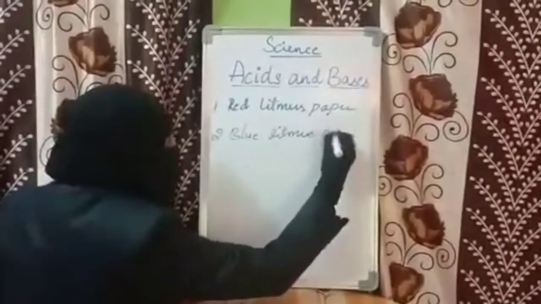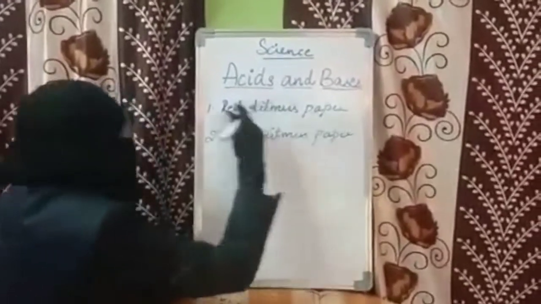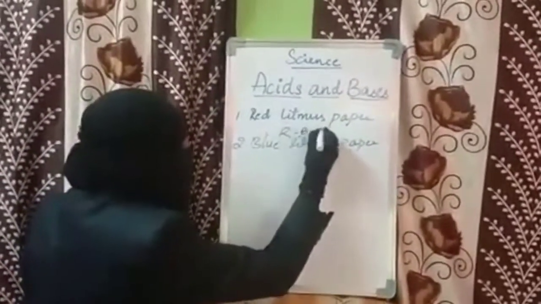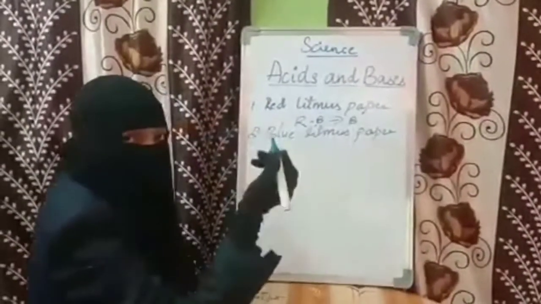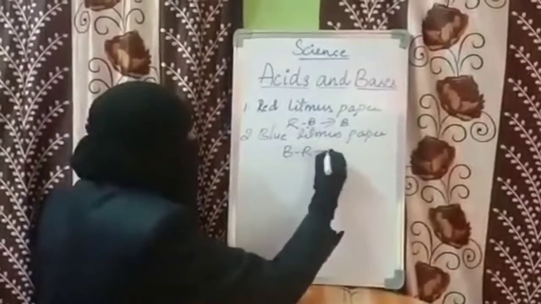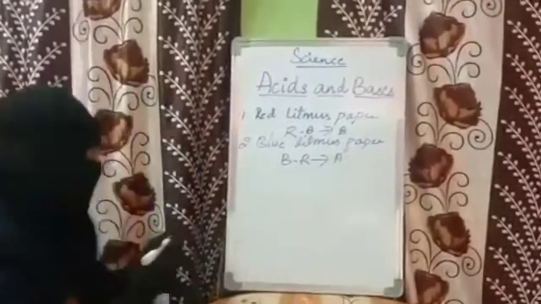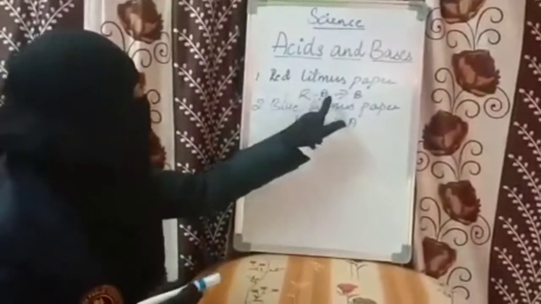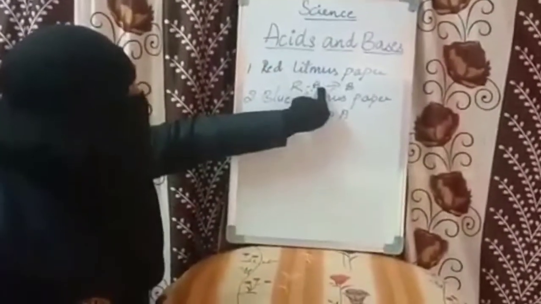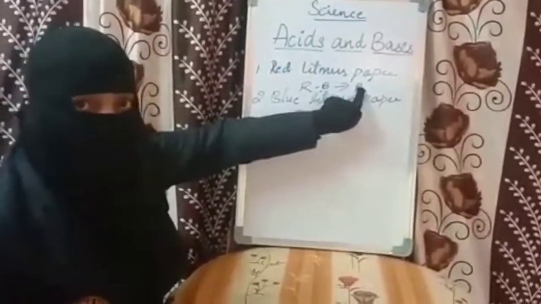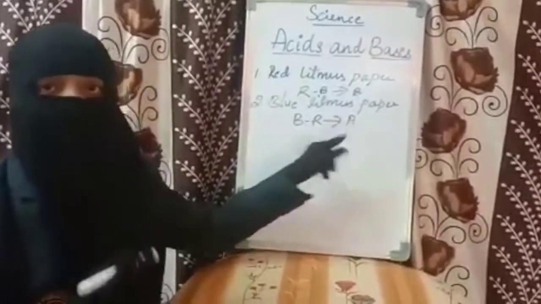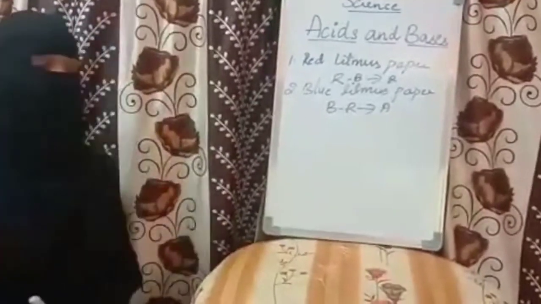If a material converts red litmus paper into blue, red to blue, then it is called a base. If a substance converts blue litmus to red, then it is called an acid. As I said already, here it is red to blue. If litmus is converting from red to blue, then here we got B. So that means the answer will be the base. Here blue litmus will change into red. That means the substance is nothing but the acid. We have discussed this already.